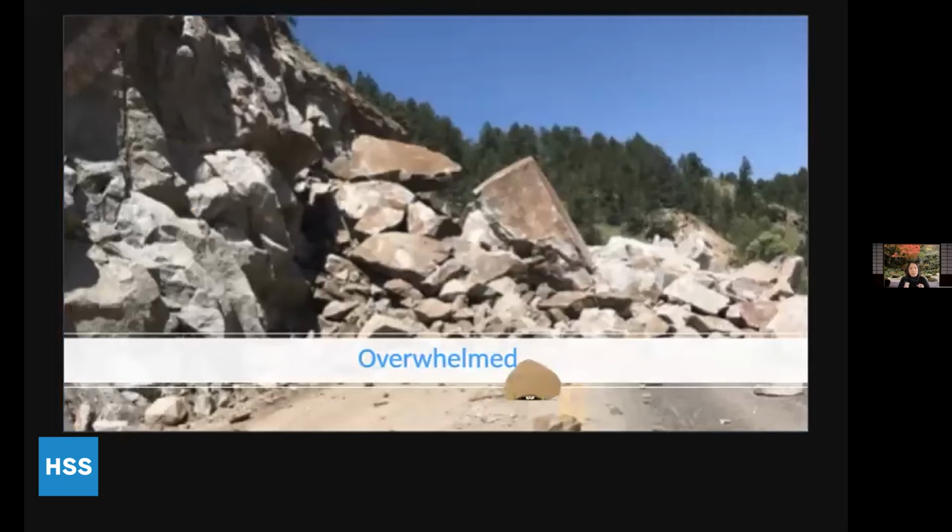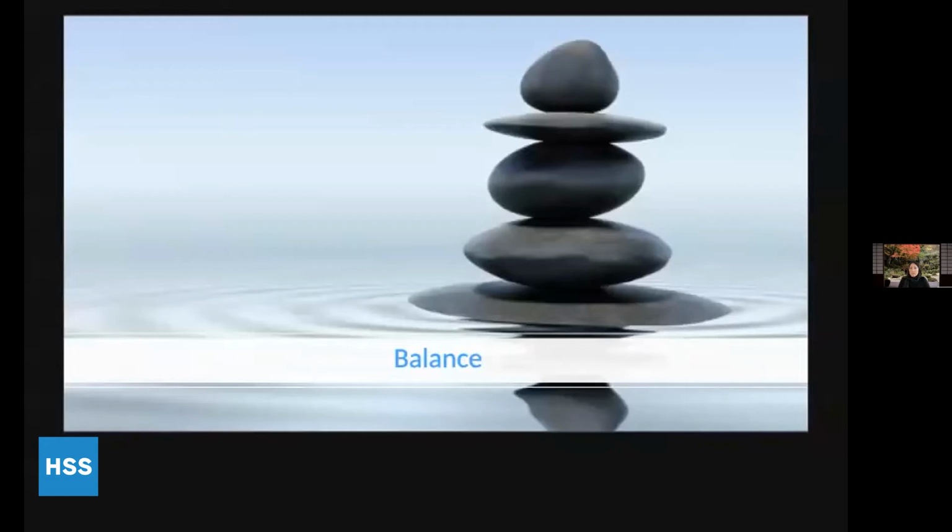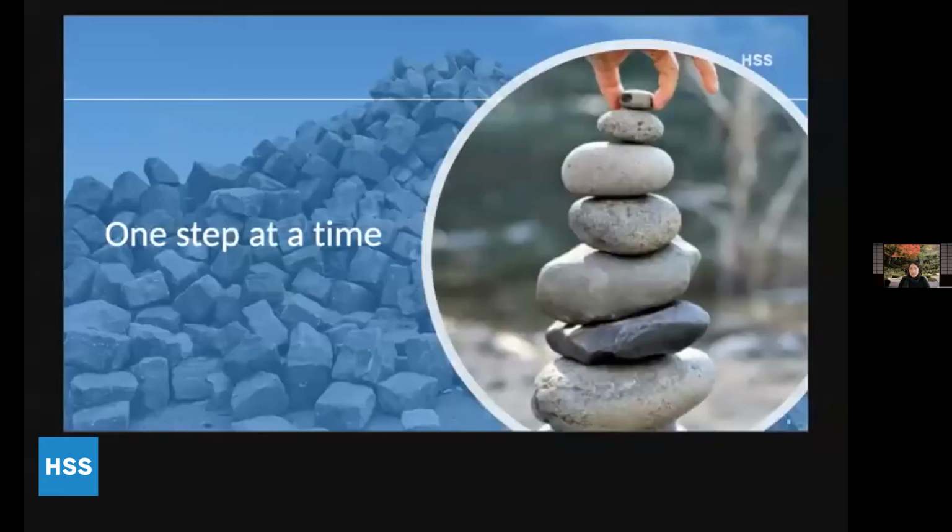So we all experience varying degrees of stress, and sometimes it can be so overwhelming you feel you can't get out from underneath it. The goal is to find balance. So balance is achieved one step at a time. When you feel overwhelmed, the goal is to work on one item at a time. Essentially, instead of one overwhelming mountain of stress, you identify the stressors and place them into separate, more manageable piles, and then work on them one at a time. This makes it more manageable.